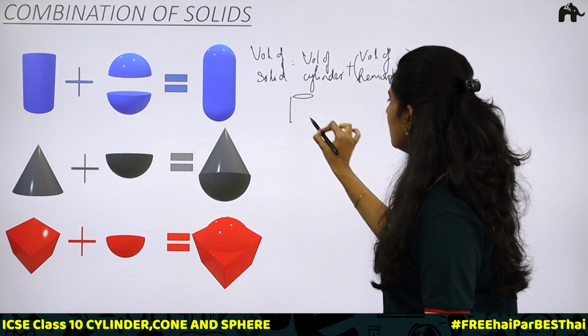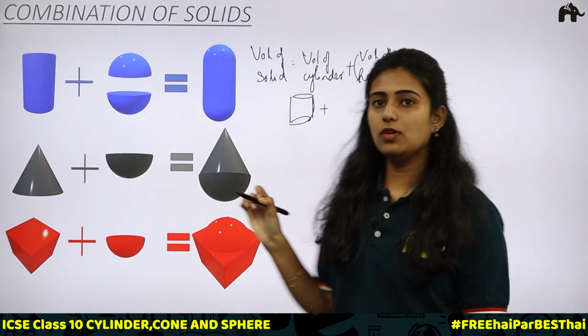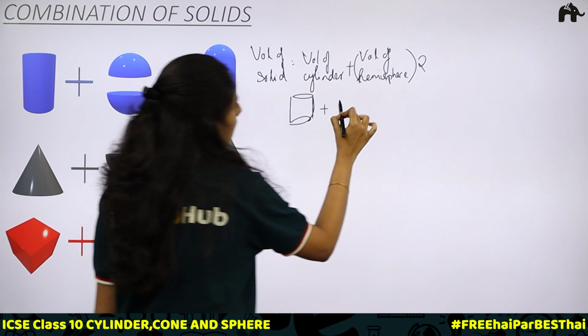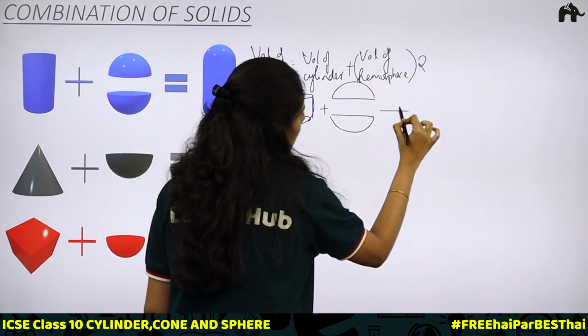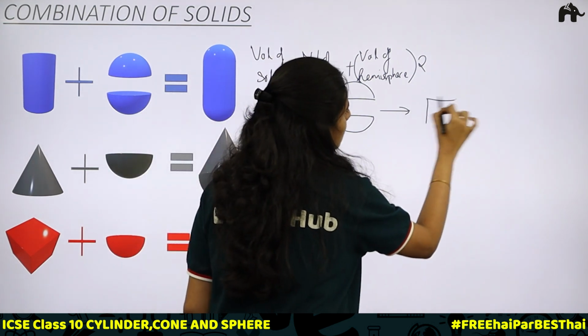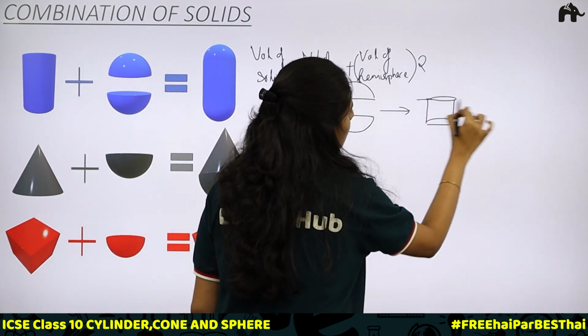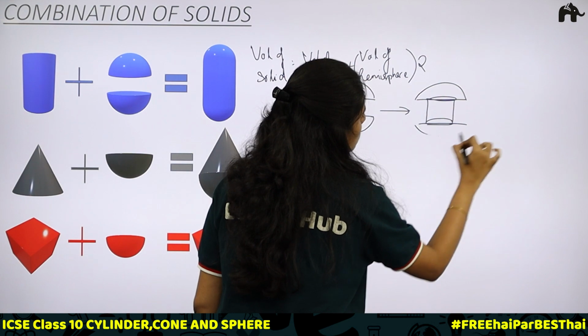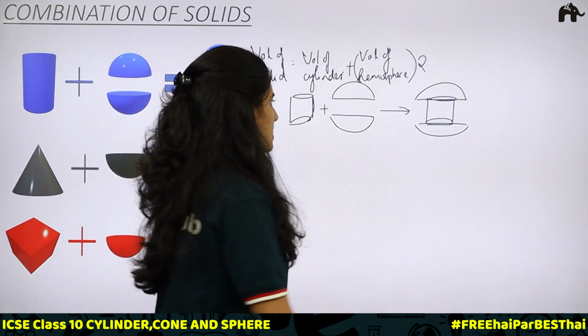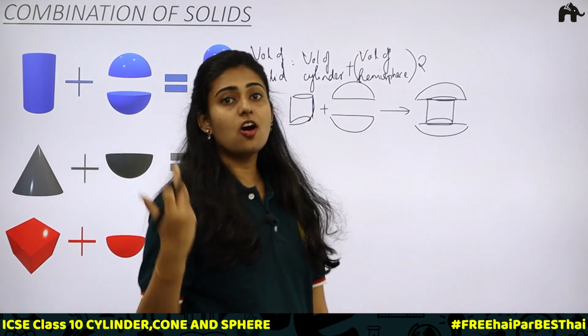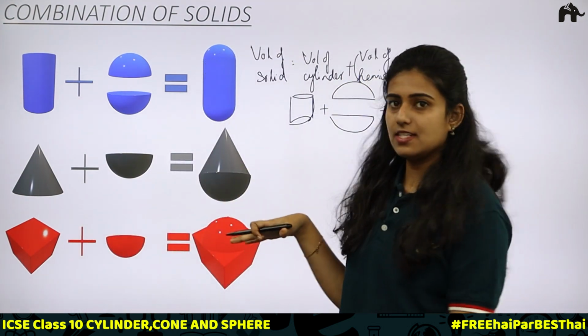You have a cylinder and 2 hemispheres of greater radius than the radius of the cylinder are taken. Then how will the solid look like? The solid will be somewhat like this, this will be the shape of the solid which is formed. In that case, if you are asked to find the total surface area, how to find it?